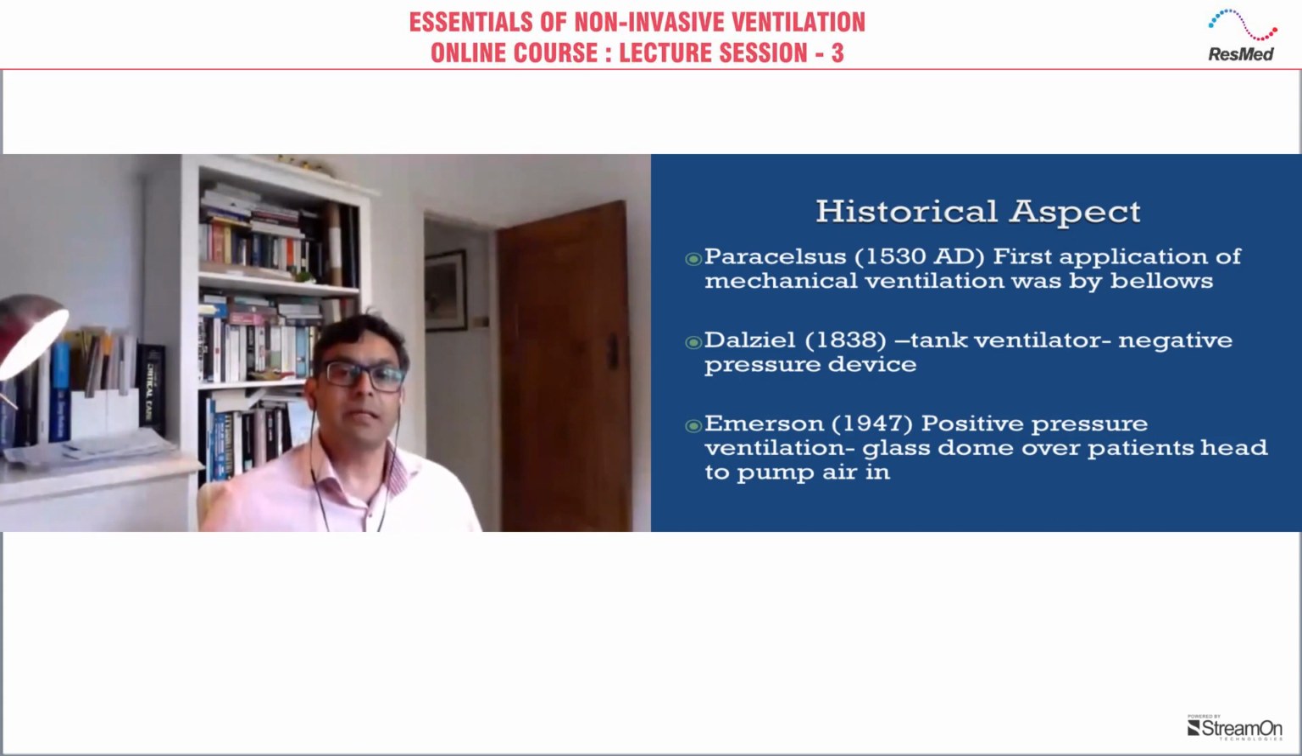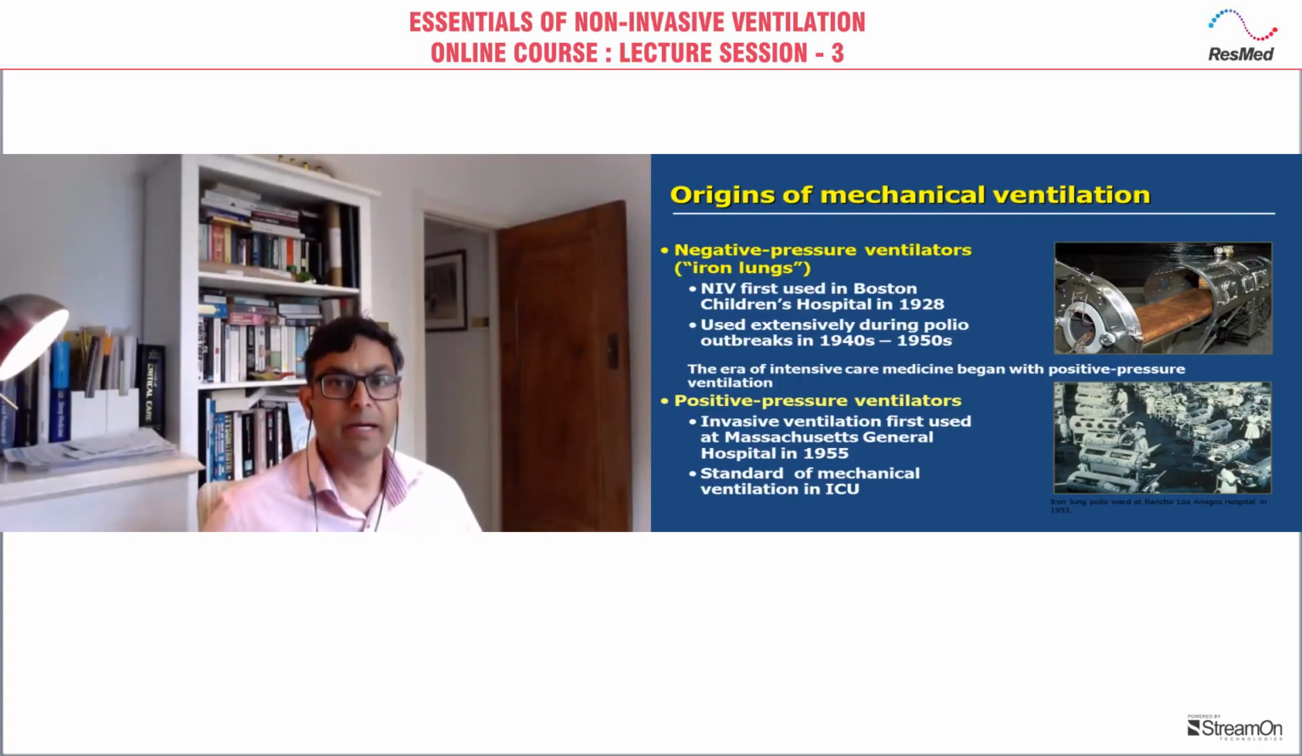Paracelsus first used mechanical ventilation by bellows in 1530, and then Dalziel developed a negative pressure tank ventilator in 1838, and subsequently Emerson in the middle of the 1950s developed positive pressure ventilation. Negative pressure ventilation, as we all know, is called the iron lung, which was first used in Boston Children's Hospital, but during the polio epidemic it was used extensively.